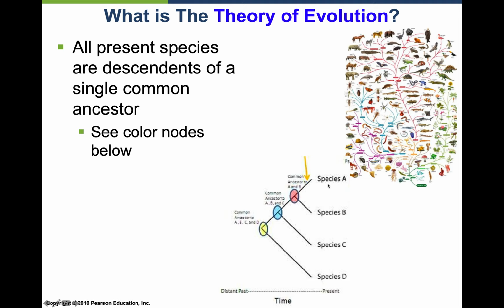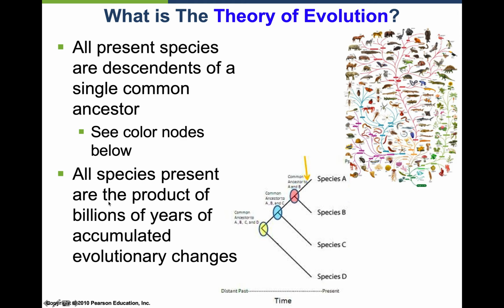To look at it more in a schematic, this is a very stylized, artistic phylogeny, but the common ancestor for all of life would be down here at that split. All species present on Earth today are also the product of billions of years of accumulated evolutionary change. That is also a major tenet of the theory of evolution.